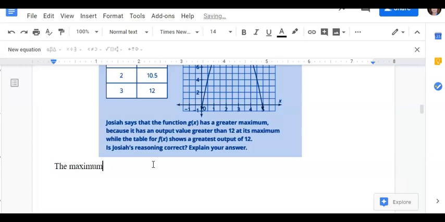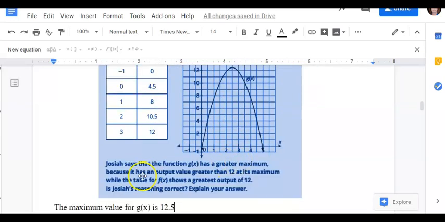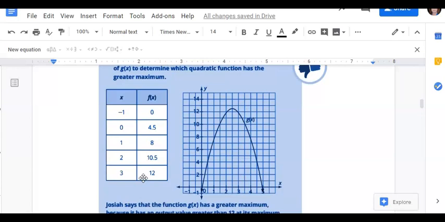The maximum value for g of x, and when we say maximum value, we're talking about the y-coordinate only. So the maximum value for g of x is 12.5, or really close to that. I'm pretty sure it's exactly 12.5. So let's now look at the function f of x. Well, it looks like the maximum value is 12, but the problem is we don't really know if this keeps going up or does it come back down. How can we tell? Well, the calculator will also help us do this. We can create a table in our calculator and analyze the numbers.